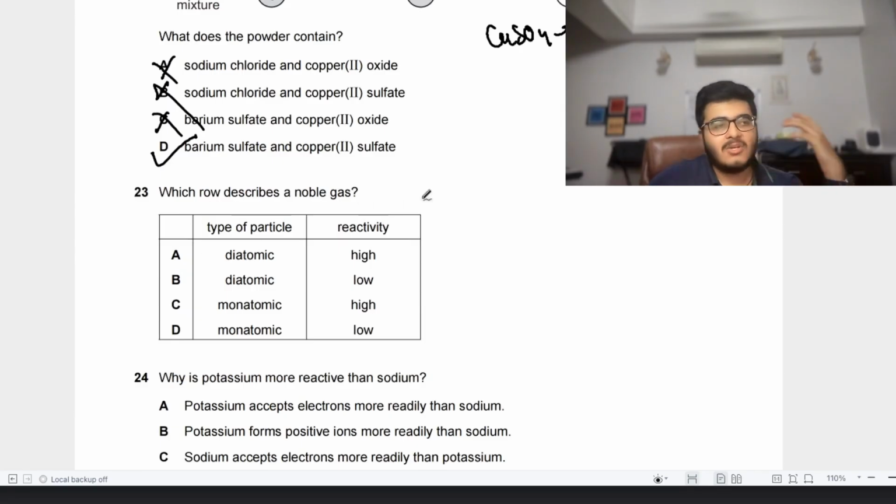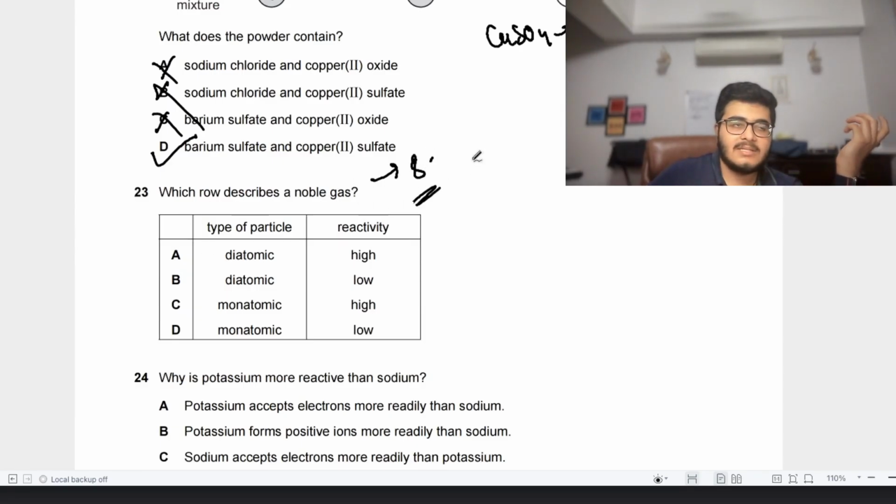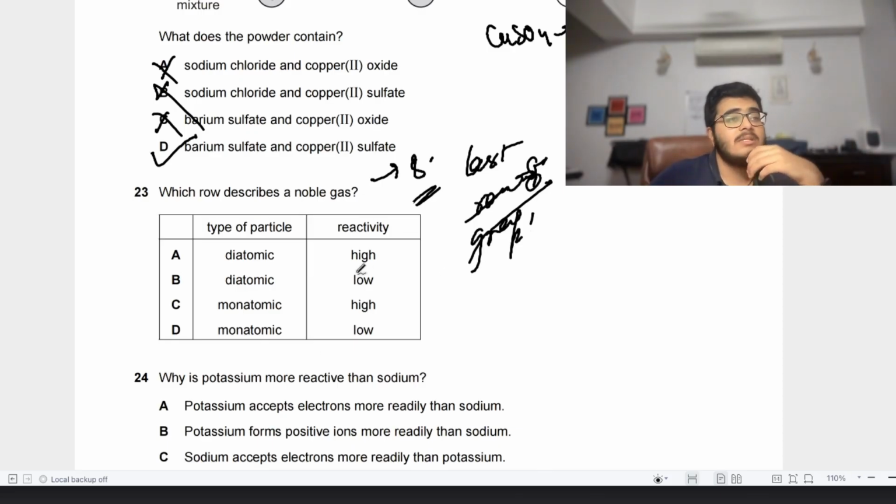Which row describes the noble gas? Obviously, noble gas has full 8 electrons. It is the last row. It is in row 8 of your periodic table. Group 8, sorry, not row 8. Group 8, right? It is in the last group. So it has a full electronic configuration. It cannot react, so reactivity is going to be low and it is going to be monoatomic. Since it cannot react with another atom, it is going to be a single atom.